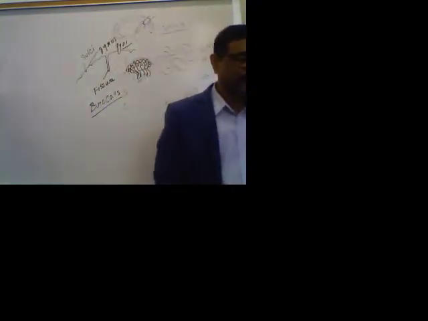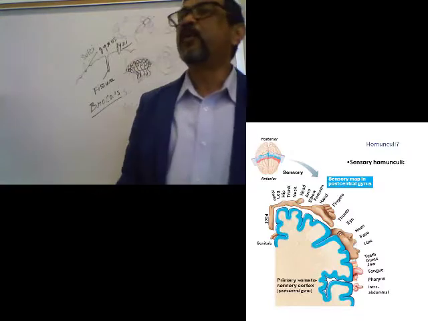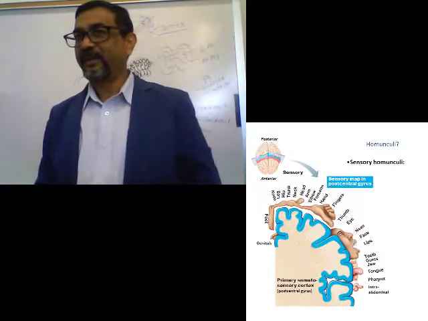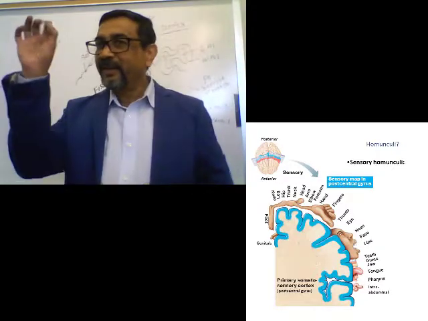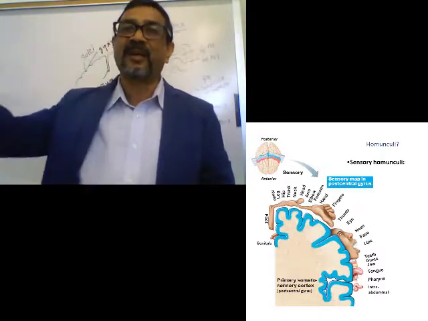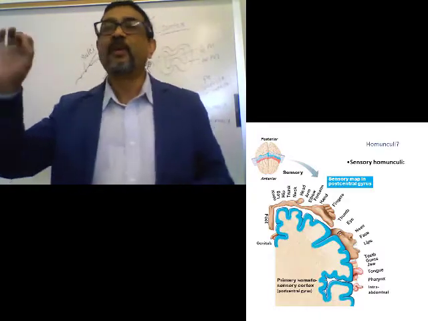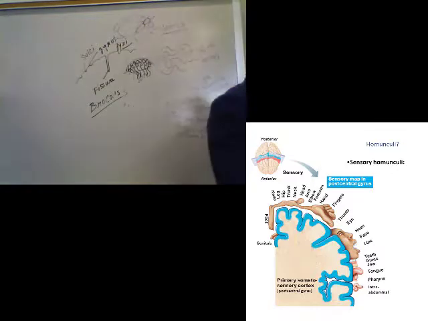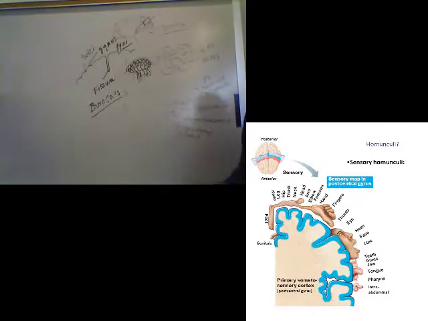Homunculus is singular and homunculi is plural. If I add i at the end, that's plural. Like sulcus, sulci, gyrus, gyri. Homunculus, homunculi. This is very interesting.